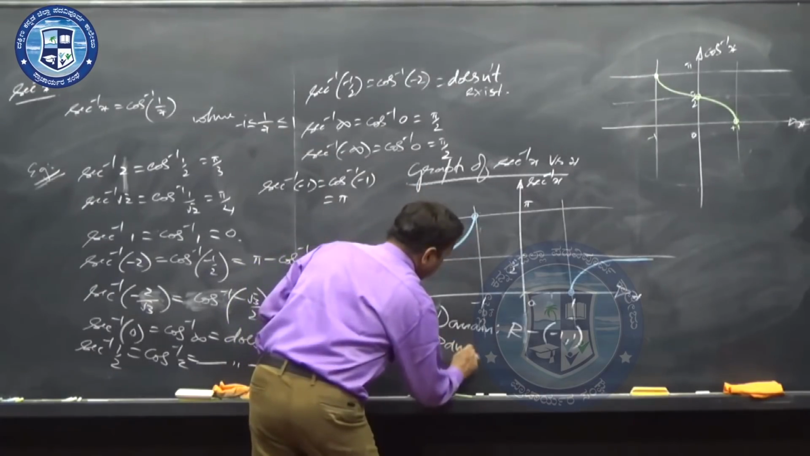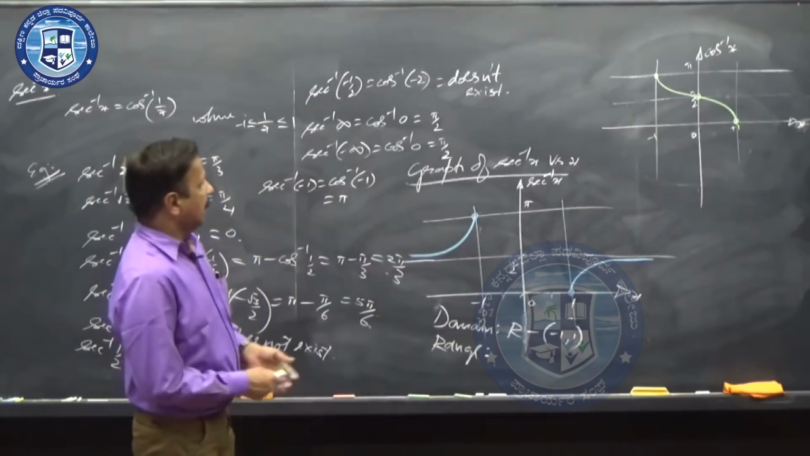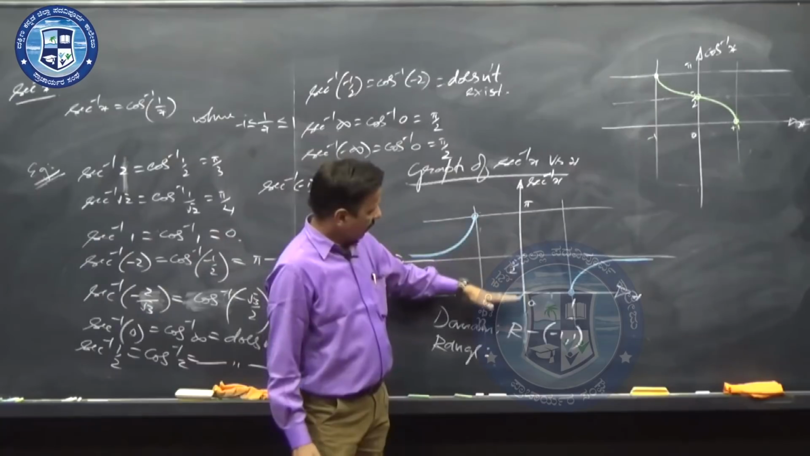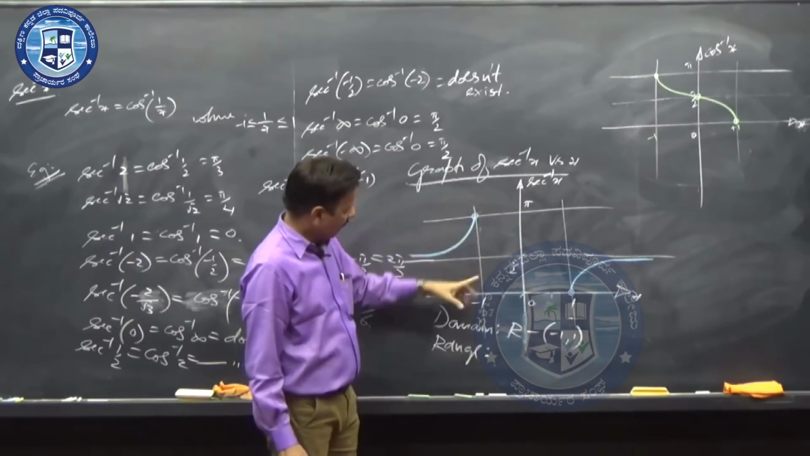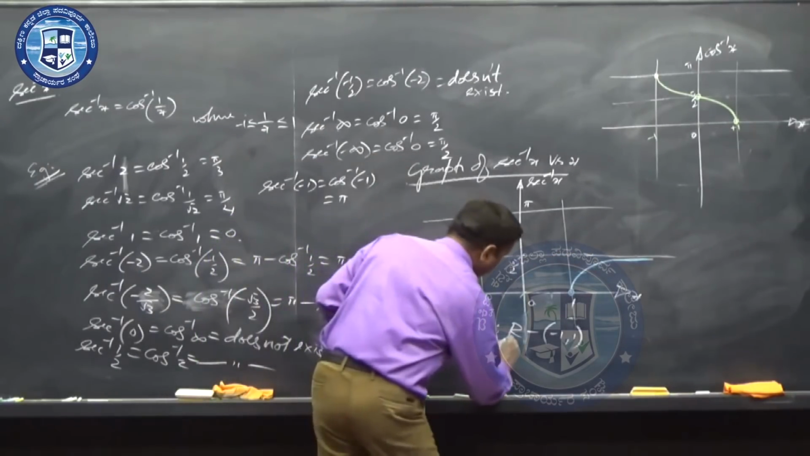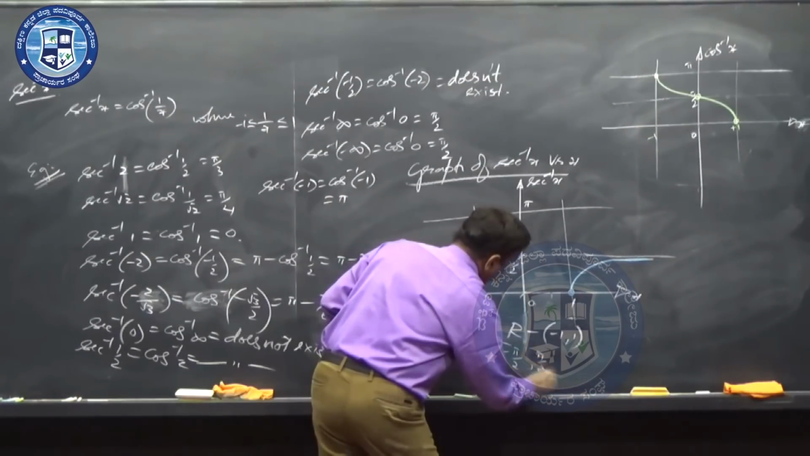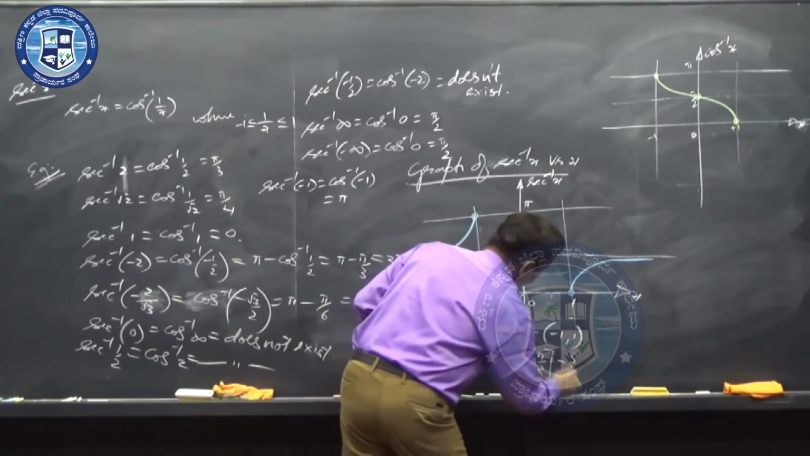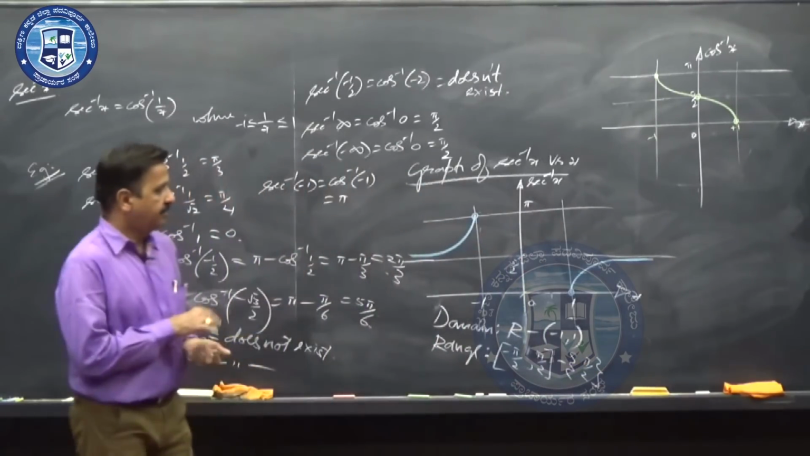And range is, see, secant inverse x, whatever answer you are getting, it must be between 0 and pi. Any value between 0 and pi except pi by 2. Pi by 2 it can't take. So it will be the closed interval 0 to pi, minus the set containing pi by 2. That's it. It's very clear.